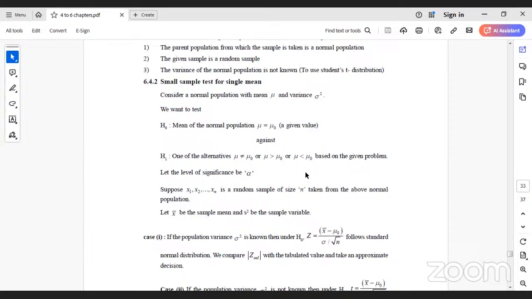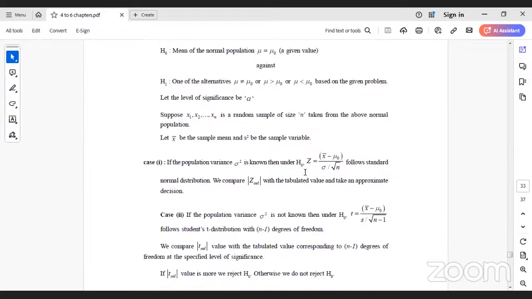Suppose x1, x2, x3, and so on up to xn is a random sample of size n taken from the normal population. Let x bar be the sample mean and s square be the sample variance. If the population variance sigma square is known, then under H0, (x bar minus mu) by sigma over root n follows the standard normal distribution. We compare z calculated with the tabulated value and take the appropriate decision.